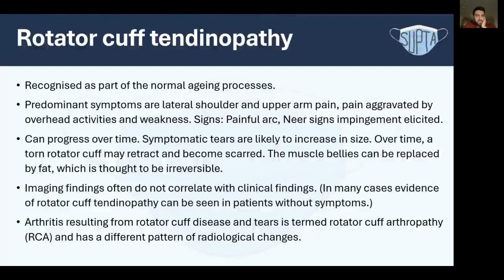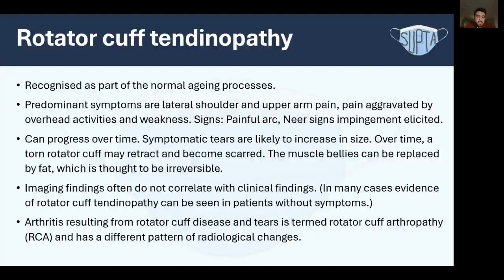So moving on to rotator cuff tendinopathy, which may answer this question. This is recognized as part of a normal aging process, and the predominant symptoms are lateral shoulder pain and upper arm pain, pain aggravated by overhead activities, and weakness. Signs are a painful arc, with Neer's sign and impingement elicited. It can progress over time. Symptomatic tears are likely to increase in size, and over time, a torn rotator cuff may retract and become scarred, and the muscle bellies can be replaced by fat. At this stage it is known as irreversible.